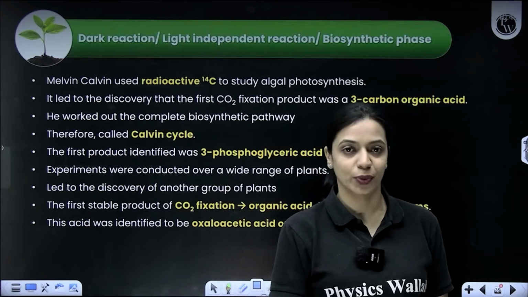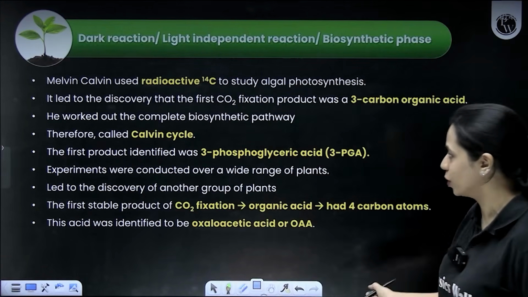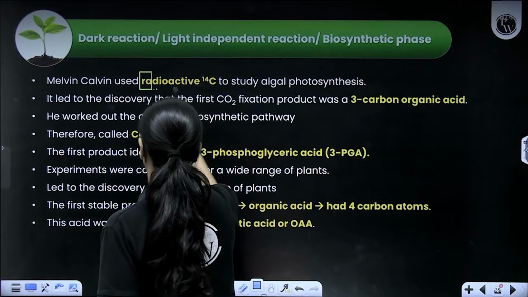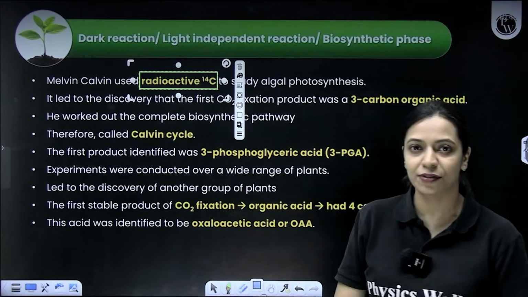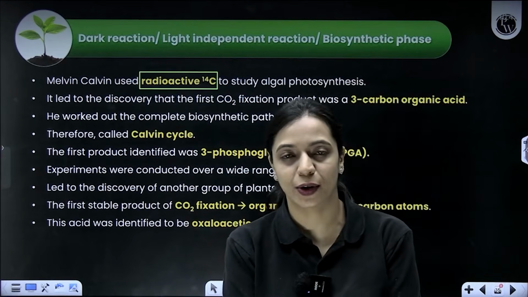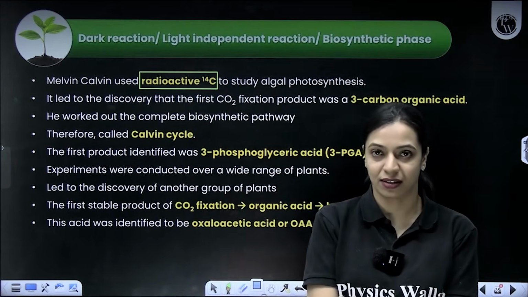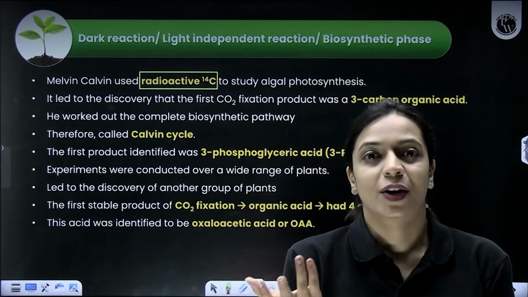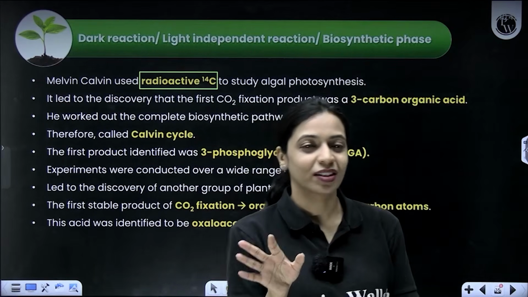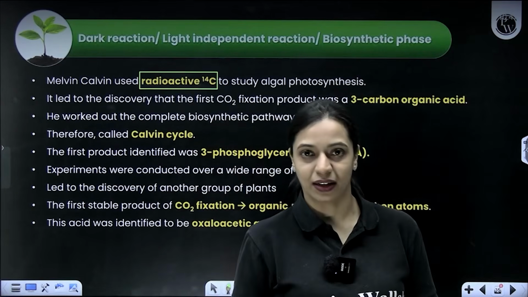Now, the dark reaction is also called the Calvin cycle to honor the scientist who elucidated the entire pathway. His name is Melvin Calvin. We talked about him a little while ago also. So what he did was he used radioactive C14. So C14 is an isotope of carbon that is radioactive. So whatever carbon dioxide the plant was exposed to, that carbon was radio labeled. Okay, so it was C14.